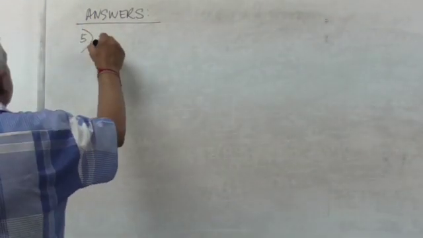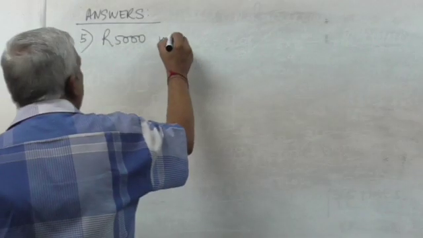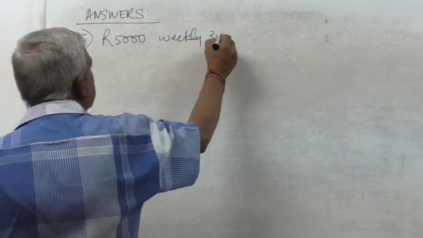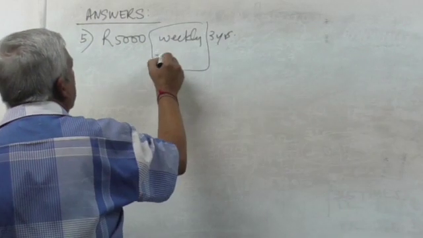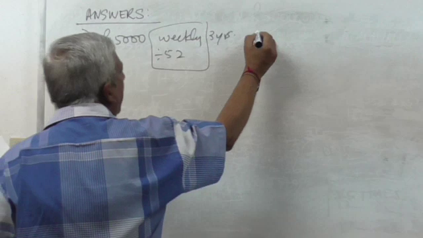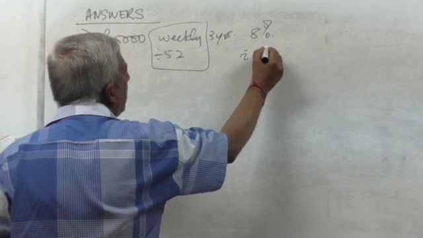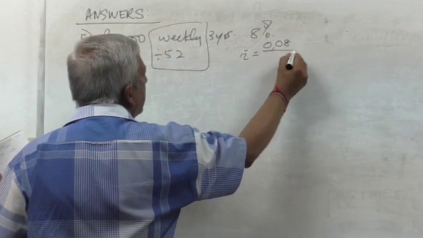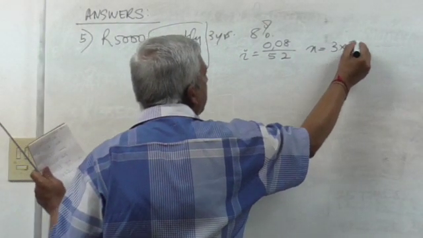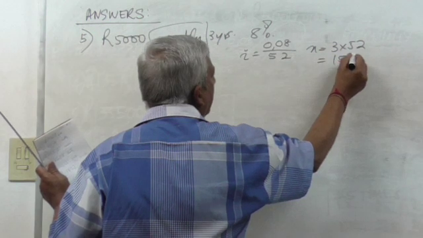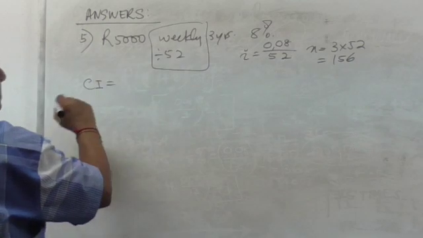Now in number 5, the capital is still 5,000 Rand, and it is now weekly, and it's still 3 years. So weekly means divide by 52, and the interest is still 8%. So the I will be 0,08 divided by 52. The N will be 3 times 52, which is equal to 156.